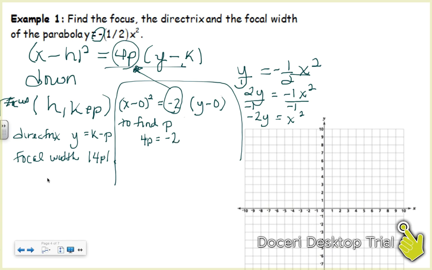To find p, we're basically going to set this equivalent to the 4p in the standard equation. So if we set this equal and solve for p, we now know all the values to help us find this and this and this.